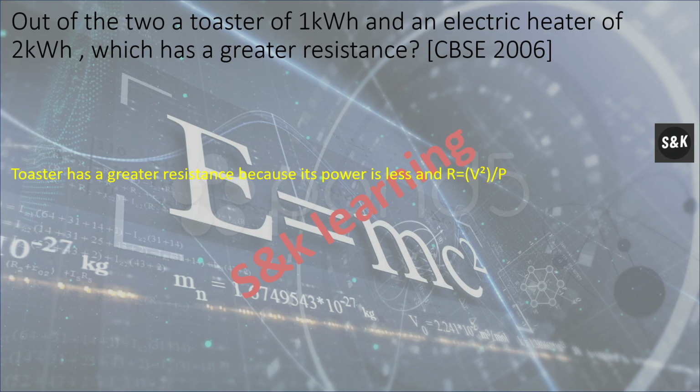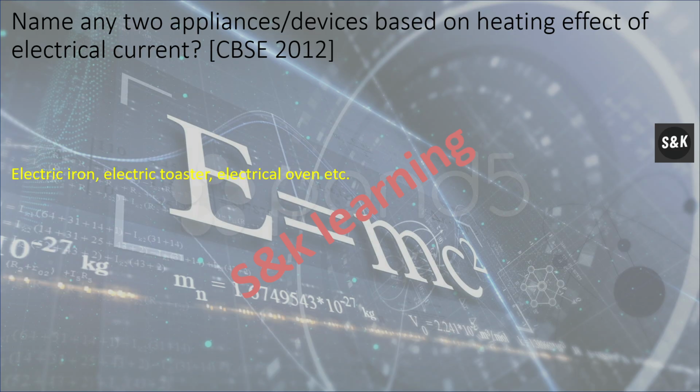Out of the two, a toaster of 1 kilowatt and an electrical heater of 2 kilowatt, which has a greater resistance? So the toaster has a greater resistance because its power is less. Name any two applications or devices based on the heating effect of electric current. So electric iron, electric toaster, electric oven.